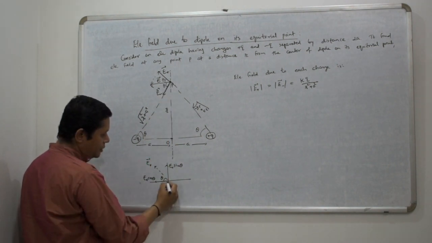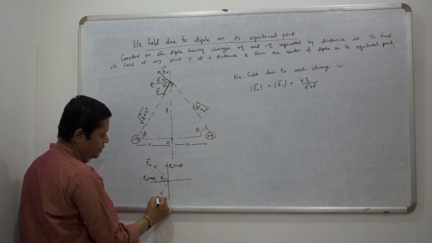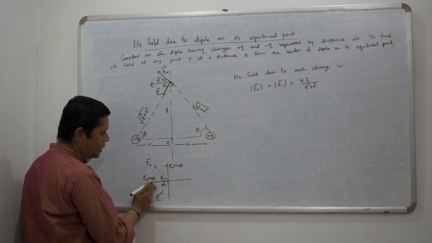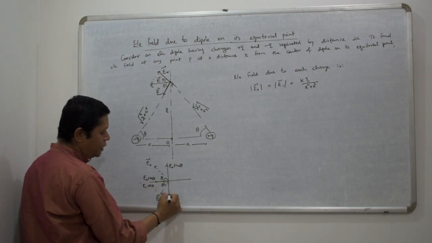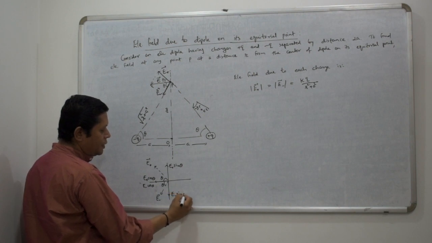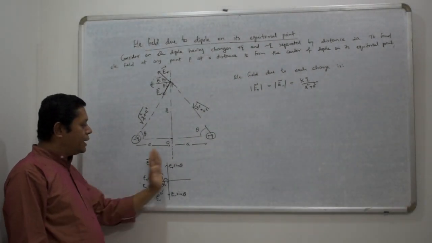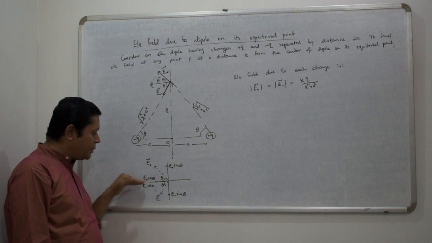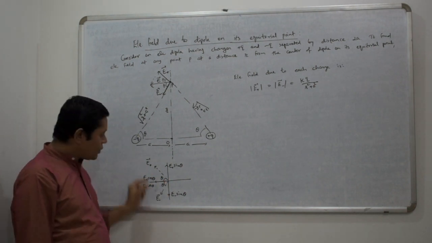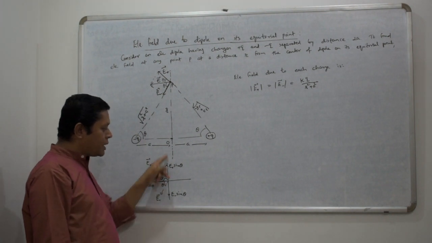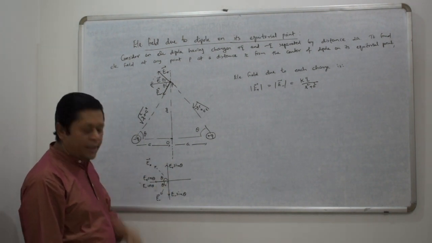Similarly, due to E minus, this angle theta, this component will be E minus cos theta, and this component will be E minus sin theta. If you see the components, due to E plus cos theta, E plus sin theta, due to E minus cos theta, E minus sin theta. Cos theta components are in the same direction, they are adding up, whereas sin theta components are in the opposite direction, they will cancel each other.